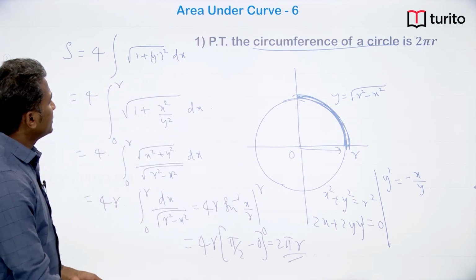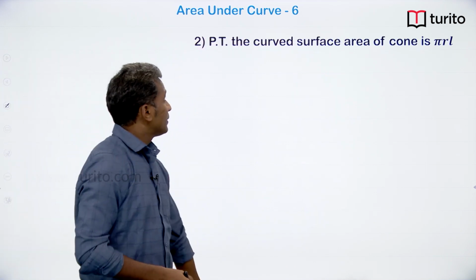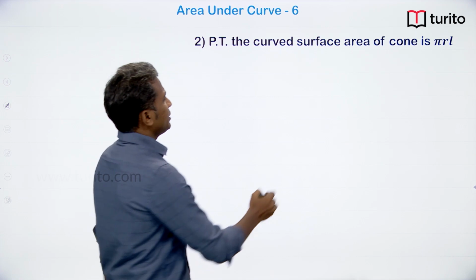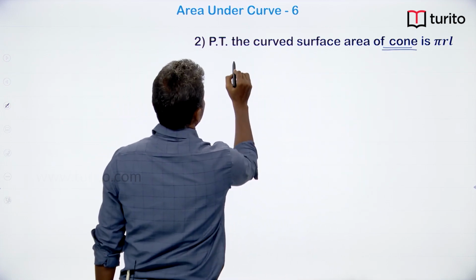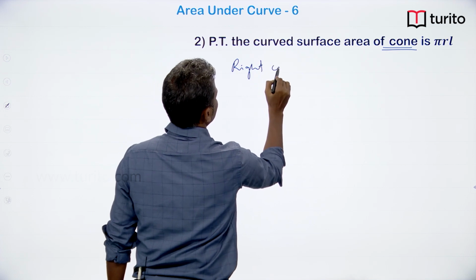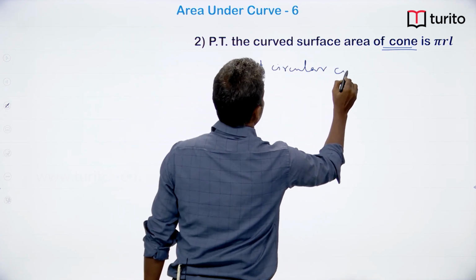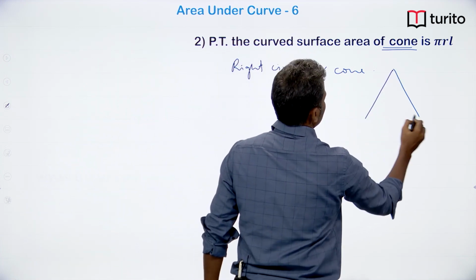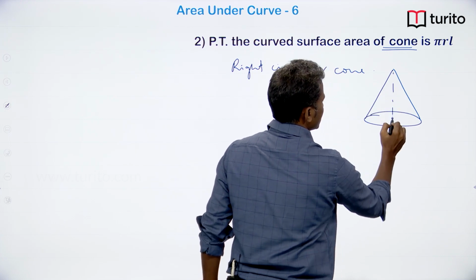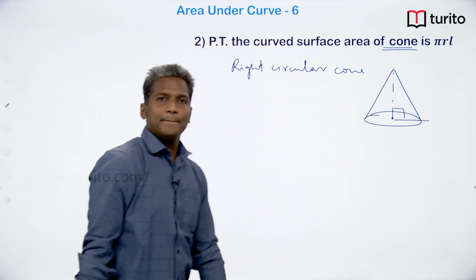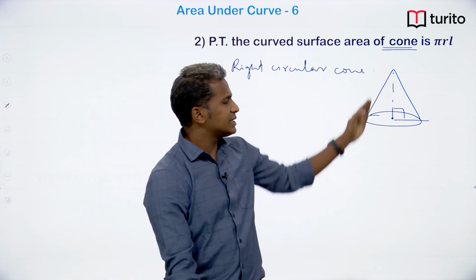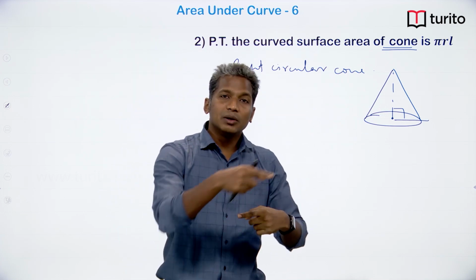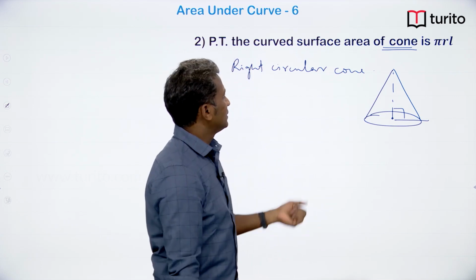Can we move on to the next question? Prove that the curved surface area of cone is pi rl. When we talk about cone here, this cone has to be a right circular cone. So what is the meaning of right circular cone? It means the axis of the cone must be perpendicular to the base. So here right means axis of the cone must be perpendicular to the base, and circular means the base should be a circle. So it is a cone.